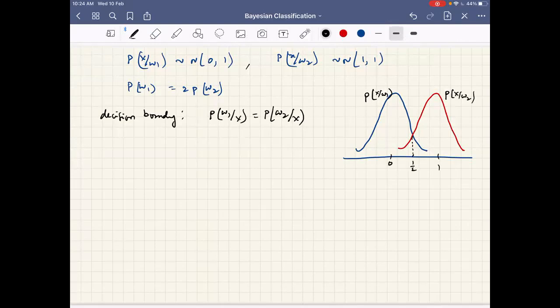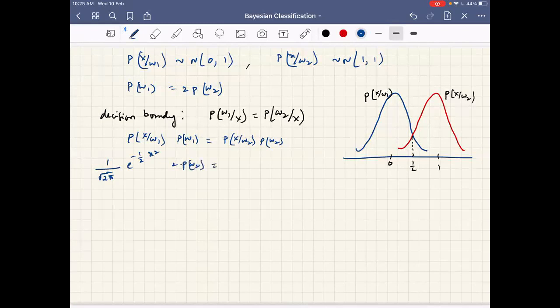Now essentially we have to simplify this. P of x given omega 1 into P of omega 1 is equal to P of x given omega 2 into P of omega 2. We can simplify this further. How do I simplify this further? Can one of you give a quick answer? Of P of omega 1, I will write 2 times, but P of x given omega 1 I will expand first: e power minus x square, this is 2 times, into P of omega 2.